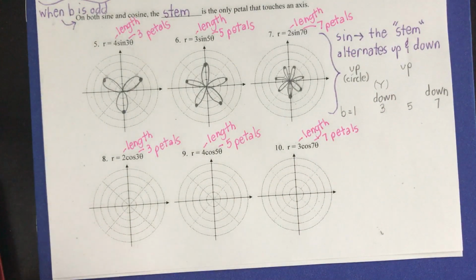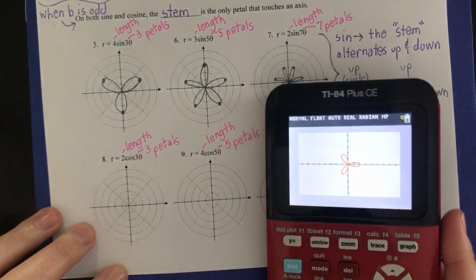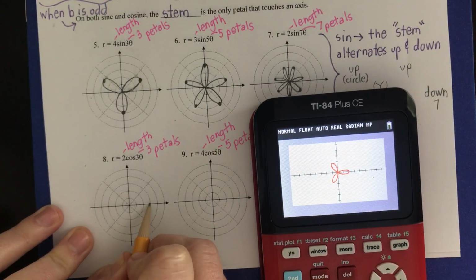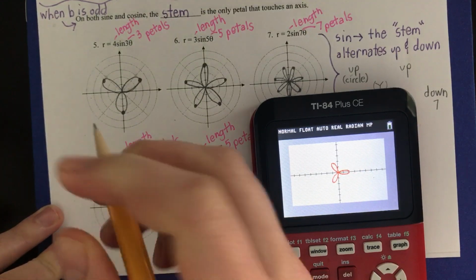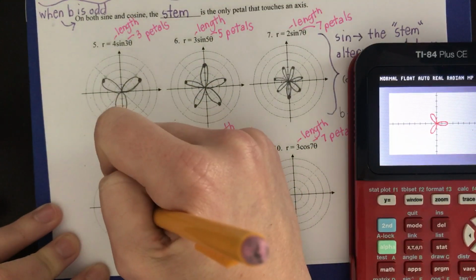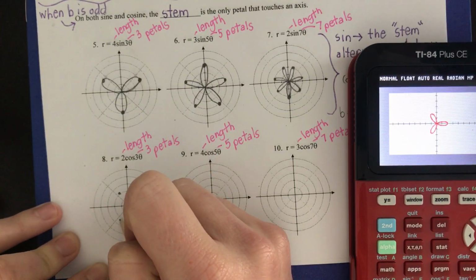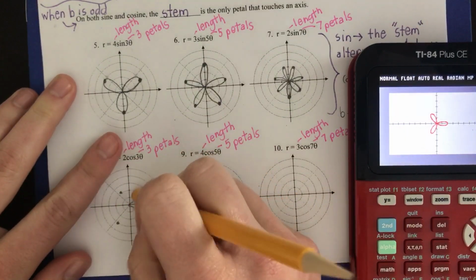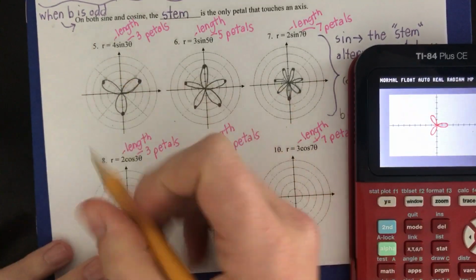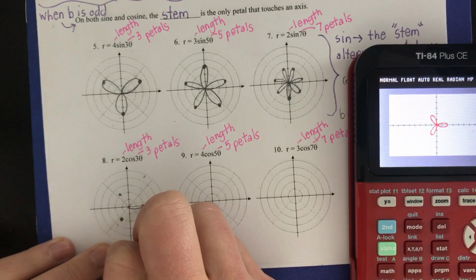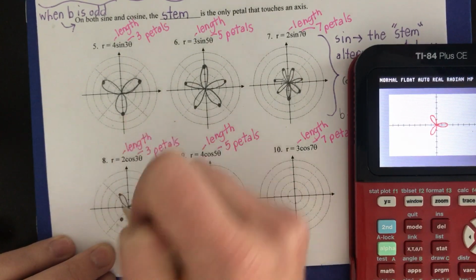Okay, so number 8. Now we're shifting gears to cosine 3 theta. So we're going to graph it, and notice 1, 2, 3. Our stem is right here on the right. So sorry, I'm trying to do more than 2. What am I doing? This should be 2. I'm trying to do too many things at once here. Okay, so notice our stem is on the right. Notice we have 3 petals. Notice our petal length is 2. Okay, I'm trying to speed it up.